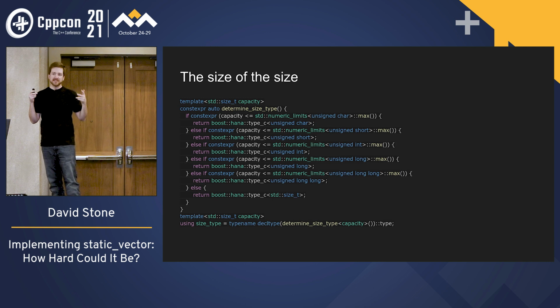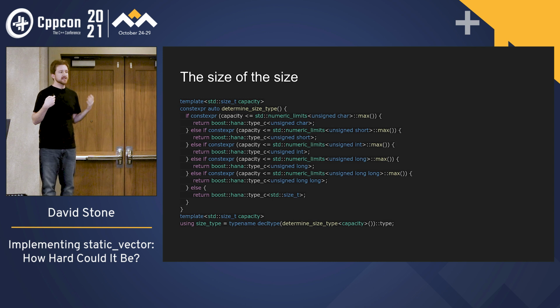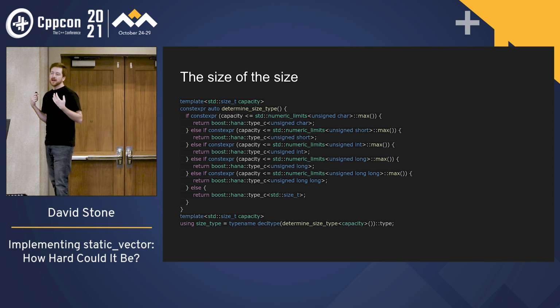So anywhere where we see size type with angle brackets after it, I'm referring to this, and it's basically just the smallest unsigned type that's able to hold 0 to capacity -1 elements. Or 0 to capacity elements, I should say. So now the other part of it is the storage of the data.